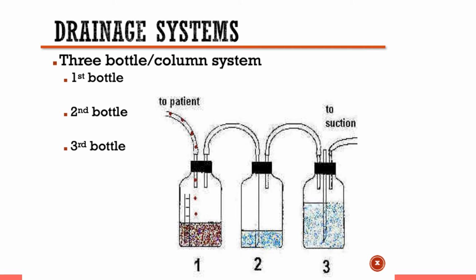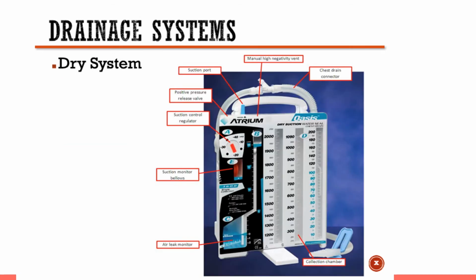This again is that illustration of the 3-bottle system. In one of the additional reading sources that you have, if you click on it, it'll show that man just chilling out with the different bottle systems. That explains the first one being the collection chamber, the second one being the water seal, and the third one being the suction. So that old-fashioned system is what has led us to the newer system, and this is exactly what you saw in the classroom, the Atrium system.